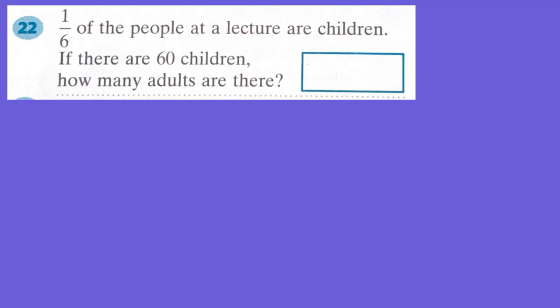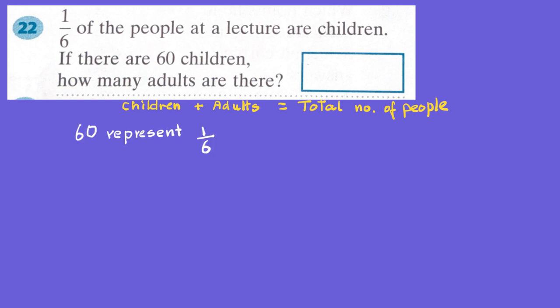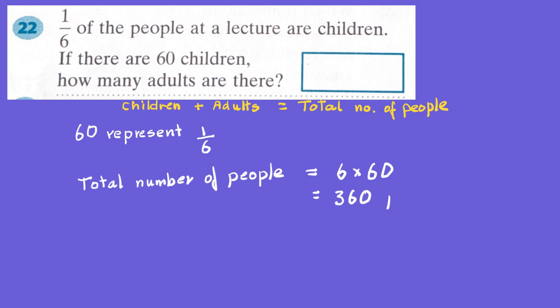1/6 of the people at a lecture are children. There are children and there are adults together at the lecture. Now, 60 children represent 1/6. So, altogether, how many people are at that lecture? The total number of people must be 6 times as much. So, 6 times 60, and that will make it 360 people.